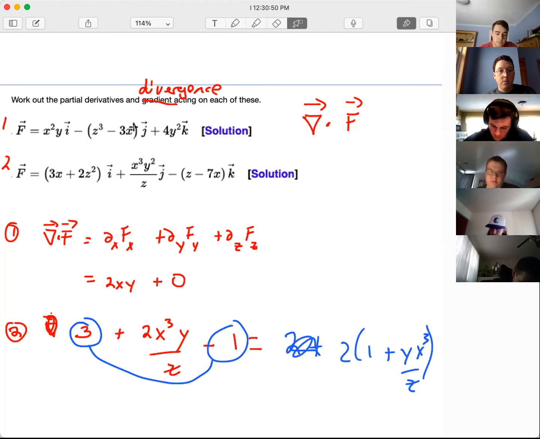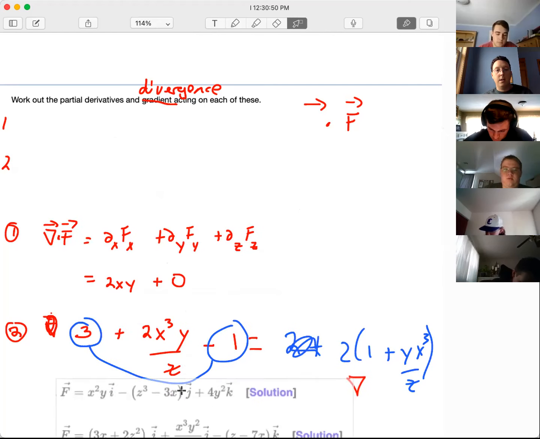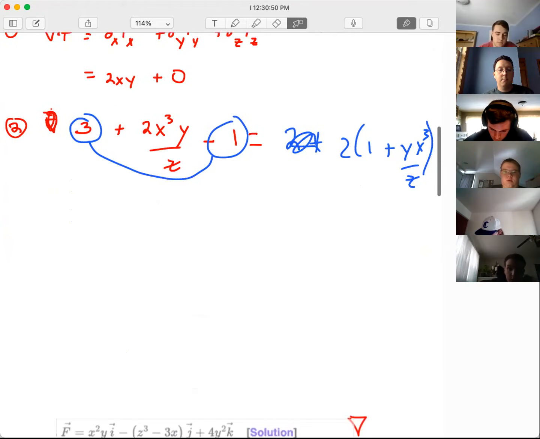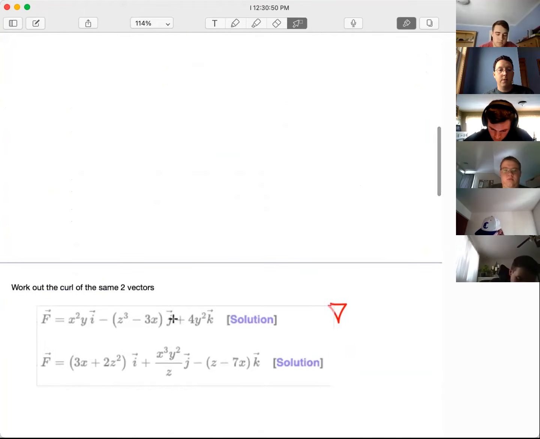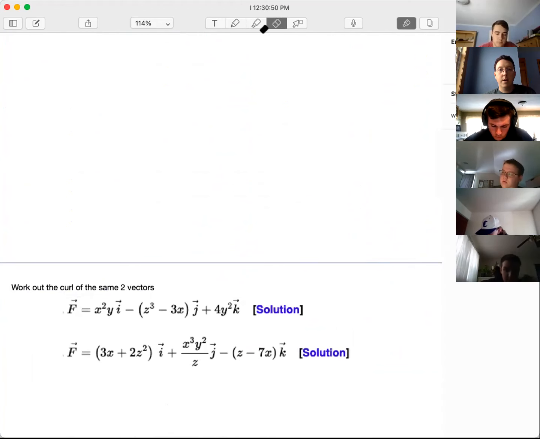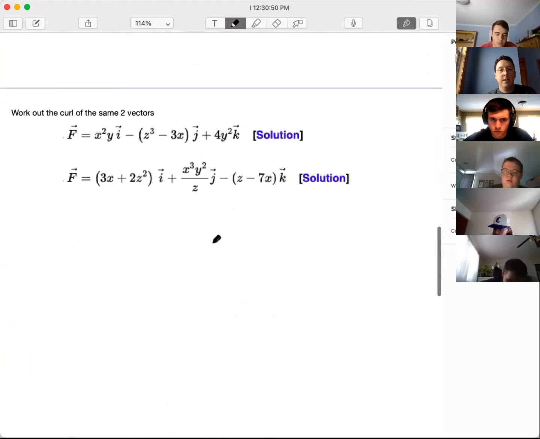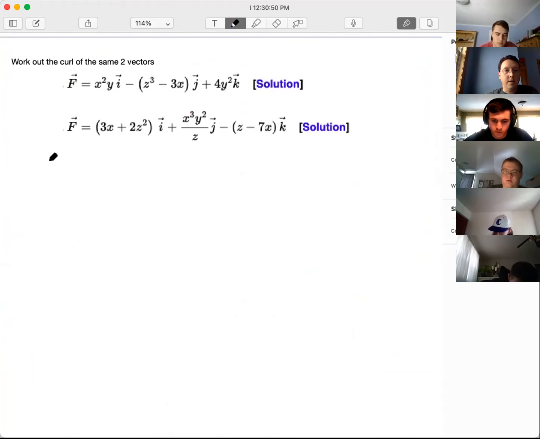All right, what I'm going to do is pull this down and have you guys work out the cross product for the same two vectors. I'll write down the formula, or actually, I'll write the formula for you. I'm a jerk, but not that big of a jerk.